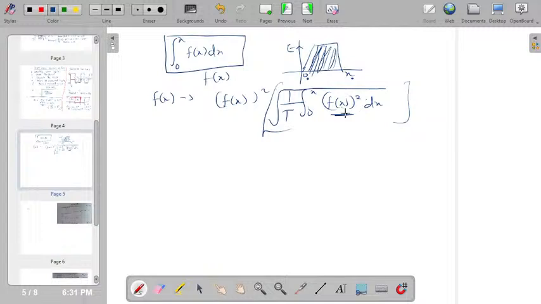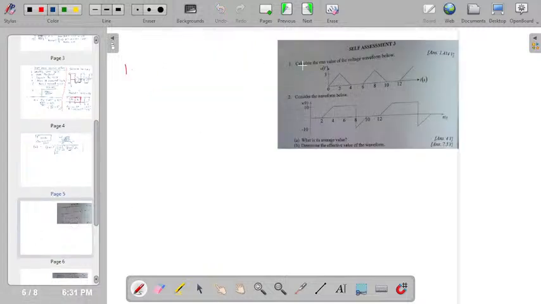So now let's apply a similar thing to this. Now, let's take the first one. I have this waveform here. You can see from this side, right? I have to find the RMS of this waveform.